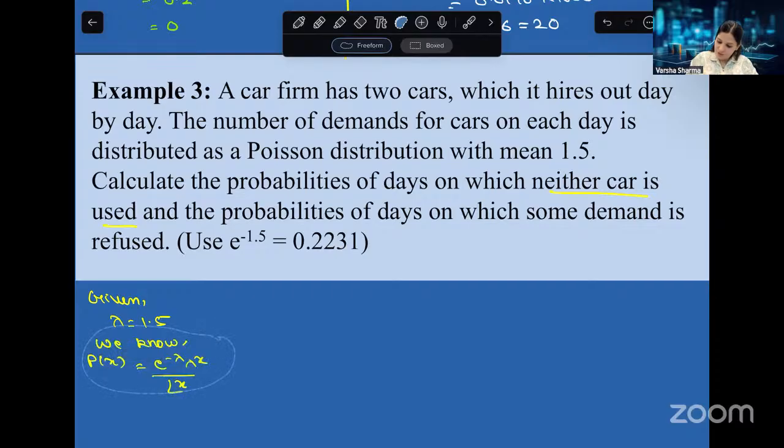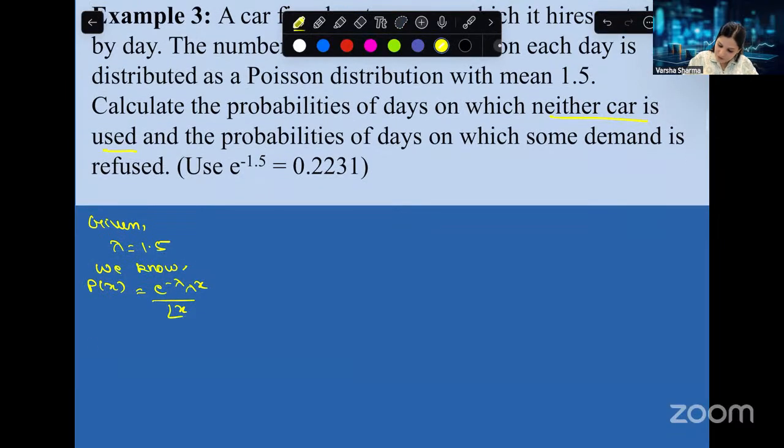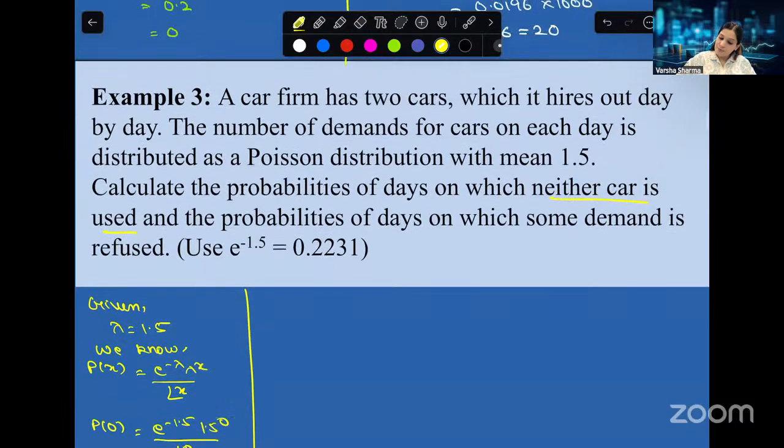So we already know this formula. P of 0 is e power minus 1.5, that is 0.2231. That's our answer. Second, the probability of days on which demand is refused.